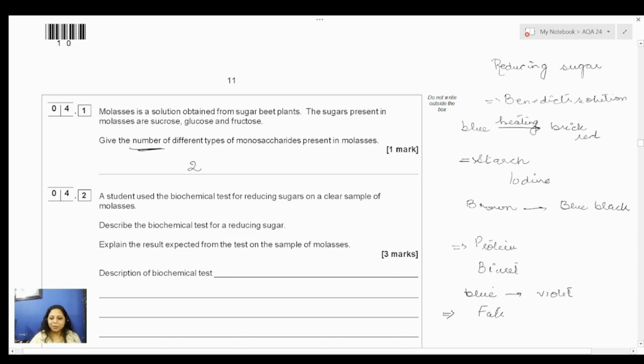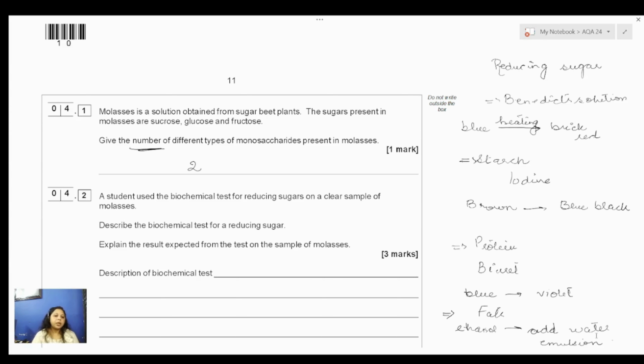Okay. So we have fats. In fats we need ethanol, and then we add water, and then emulsion. Not emulsification, emulsion. Here we don't use the word emulsification. Students usually confuse emulsion and emulsification. If we talk about the biuret test, it's basically sodium hydroxide along with copper sulfate. That's why it's blue in color.